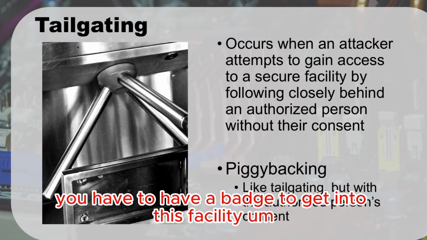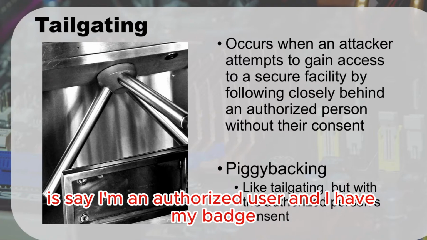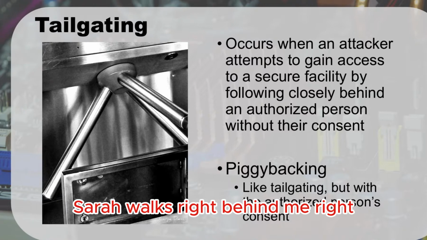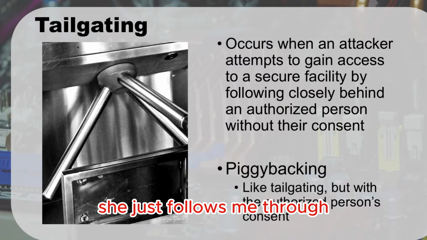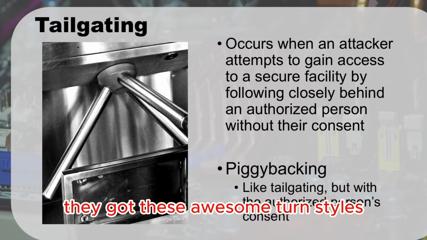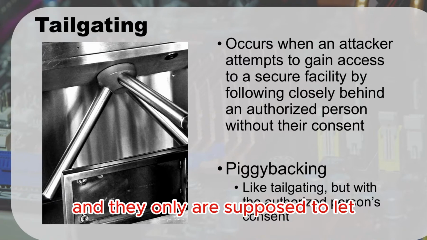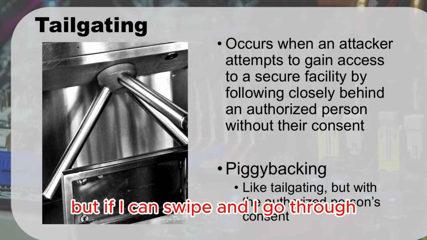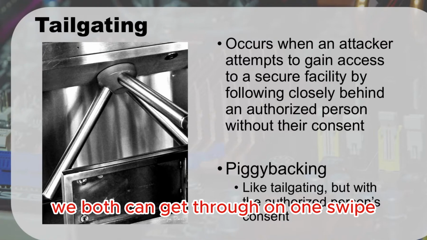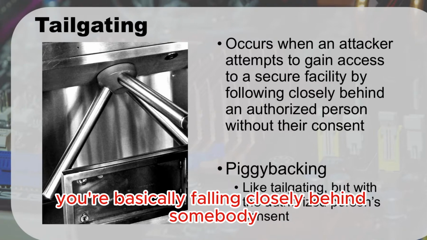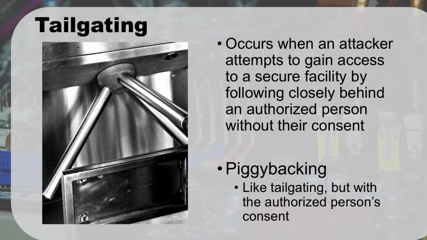But if we came in after hours, you have to have a badge to get into this facility. What tailgating is, say I'm an authorized user and I have my badge and I swipe my badge, and as I'm walking through the door, Sarah walks right behind me, right? She just follows me through. Or have you guys ever seen Disney World, right? They've got these awesome turnstiles, and they're only supposed to let one person go through, right? But if I swipe and I go through and you kind of walk through with me, we both can get through on one swipe. That's the idea. You're basically following closely behind somebody who is authorized without their consent.